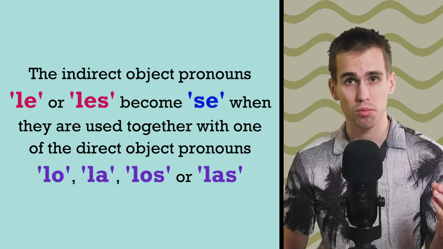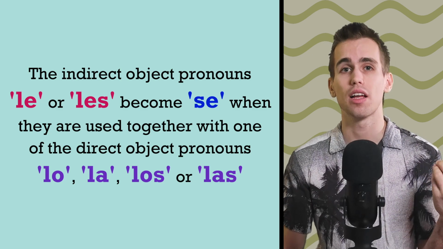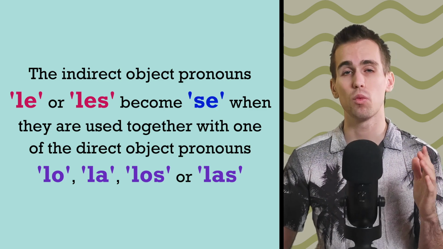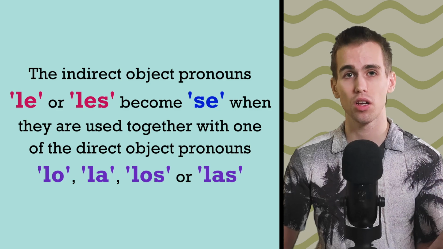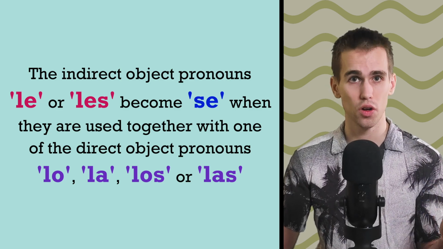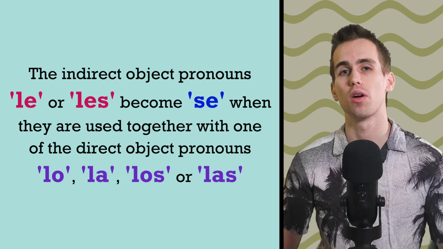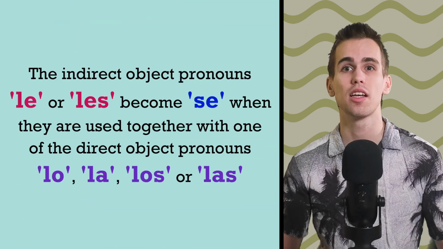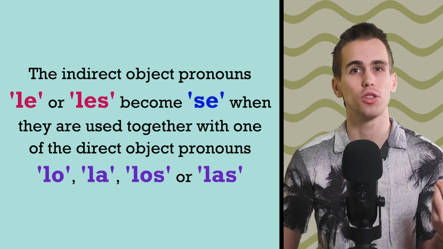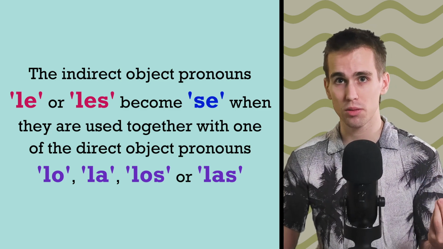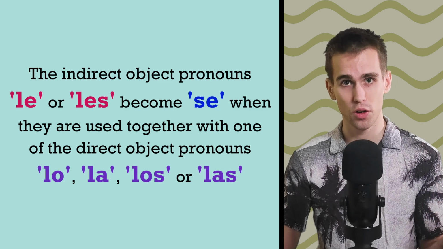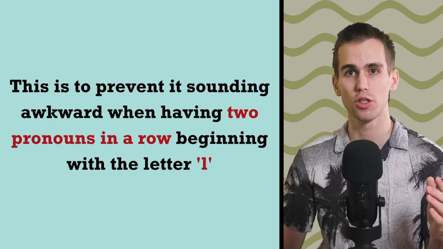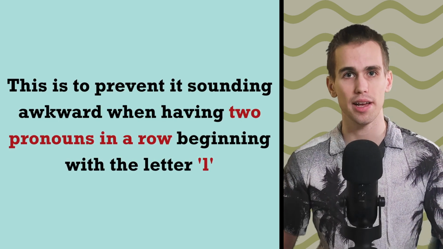The indirect object pronouns le or les become se when they are used together with one of the direct object pronouns lo, la, los, or las. One more time, the indirect object pronouns le or les become se when they are used together with one of the direct object pronouns lo, la, los, or las. This is to prevent it sounding awkward when having two pronouns in a row beginning with the letter L.